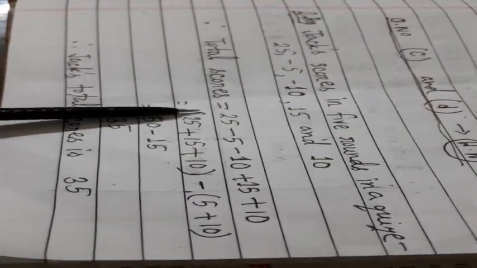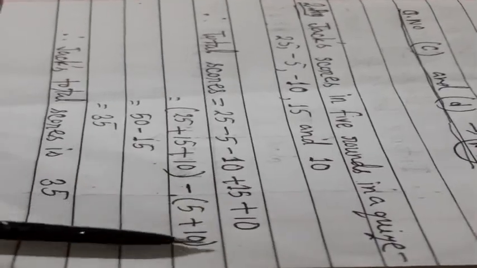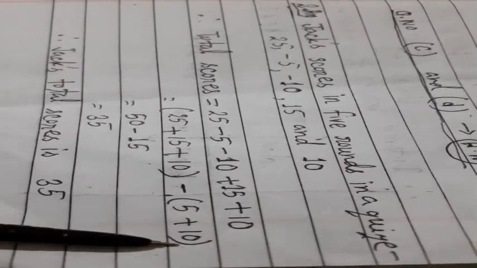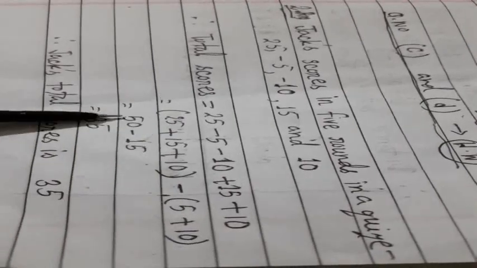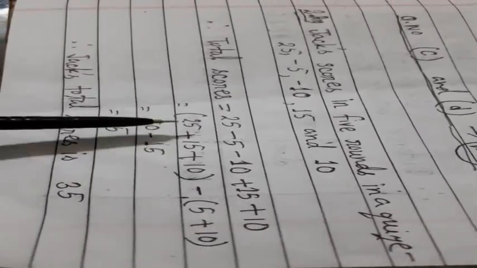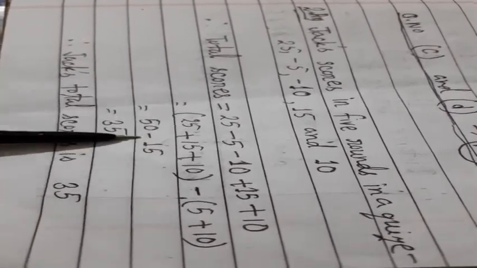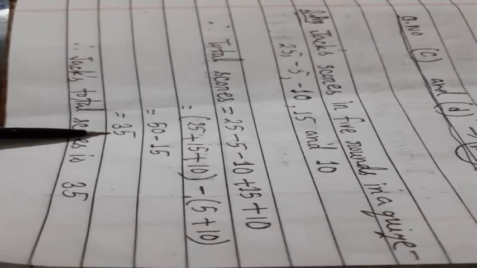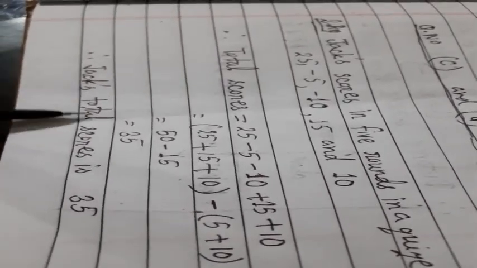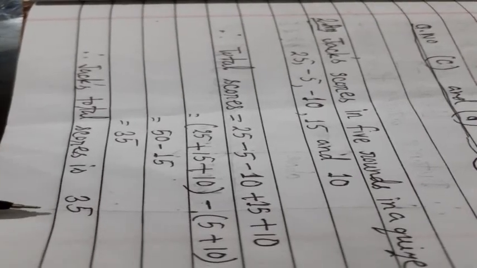Therefore, within a bracket I write the positive group first and within another bracket I write the negative group. 25 plus 15 plus 10 is 50, and 5 plus 10 is 15. Therefore, now 50 minus 15 equals 35. Therefore, Jack's total score is 35. Okay.